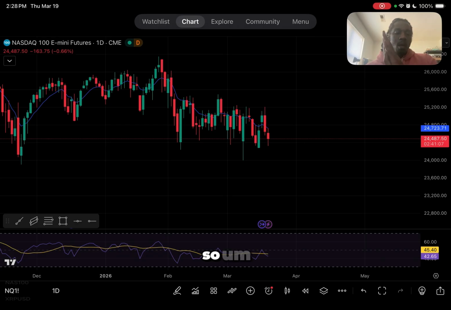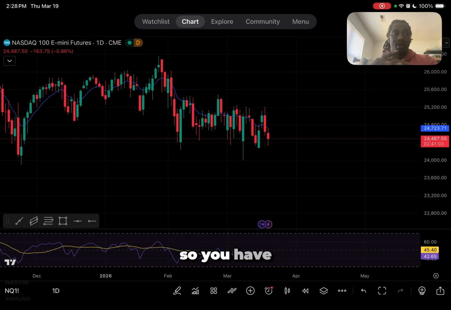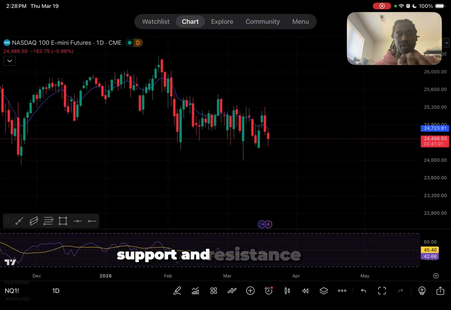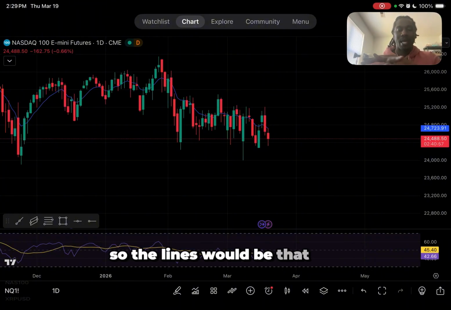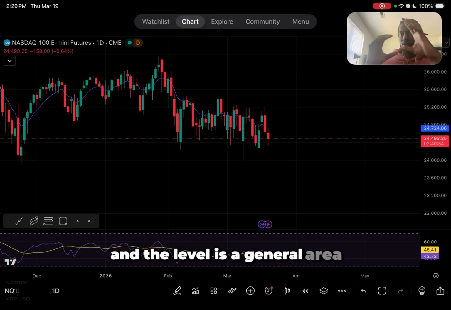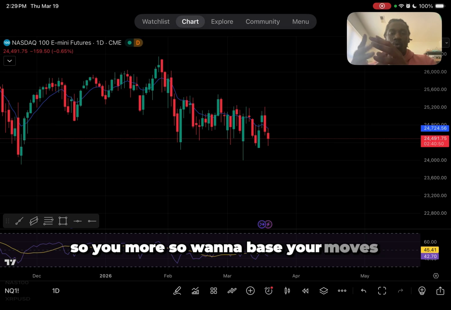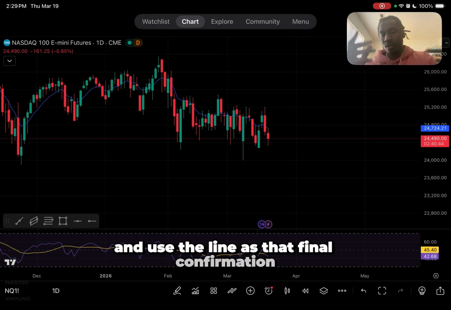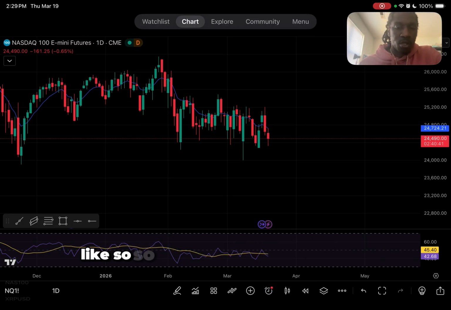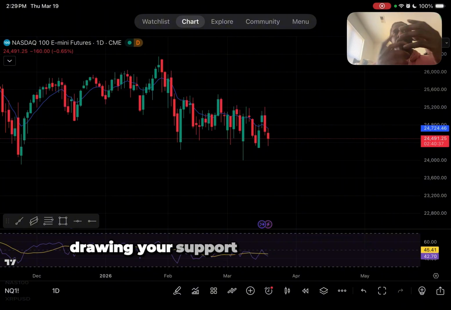Where you draw your support and resistance is crucial. You have support and resistance lines, and you have support and resistance levels. The line would be that line, and the level is a general area. You more so want to base your moves off that area and use the line as that final confirmation, like so.